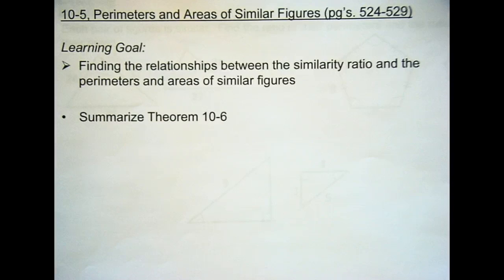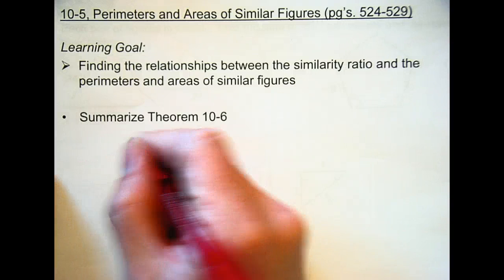Can I have a volunteer to read the theorem, please? Go ahead, Jody. If the similarity ratio of two similar figures is A to B, then 1, the ratio of their perimeters is A to B, and 2, the ratio of their areas is A squared to B squared.